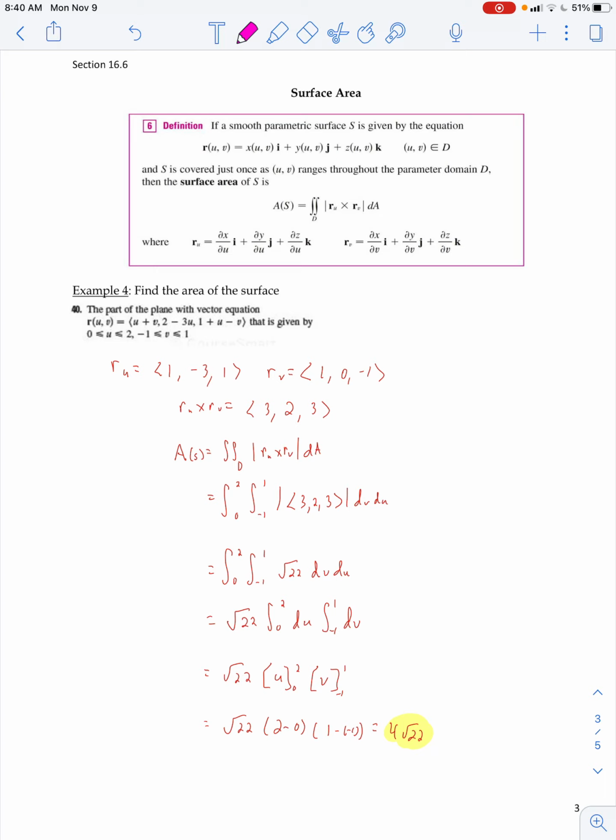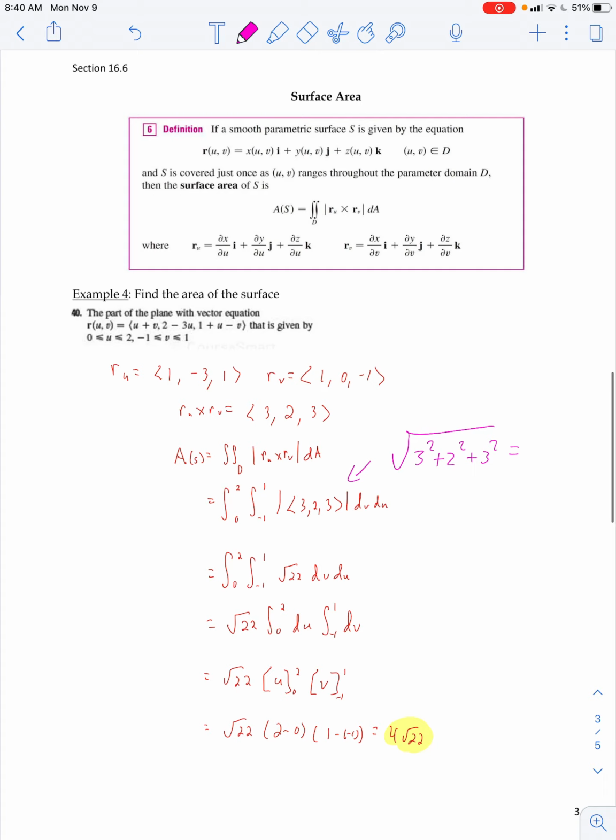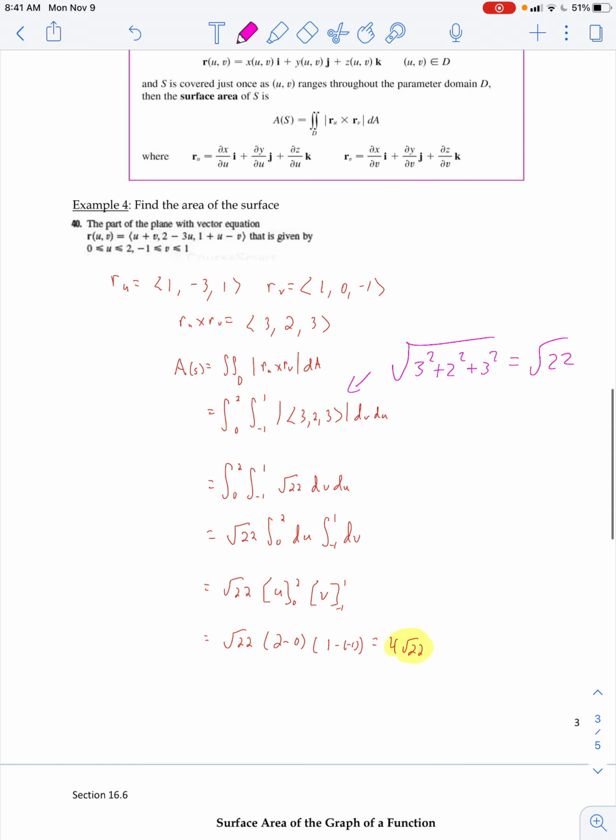Again, that just comes from the square root of 3 squared plus 2 squared plus 3 squared. 9 plus 4 plus 9 is 22, so that's how I get the square root of 22. Alright, dv du, just put the square root of 22 on the outside because it's a constant. 0 to 2 du, and then negative 1 to 1. Go ahead and find the area there. So the square root of 22 times 2 minus 0, and then 1 minus negative 1, so it's going to be 2 times 2, which is 4, so 4 square root of 22.